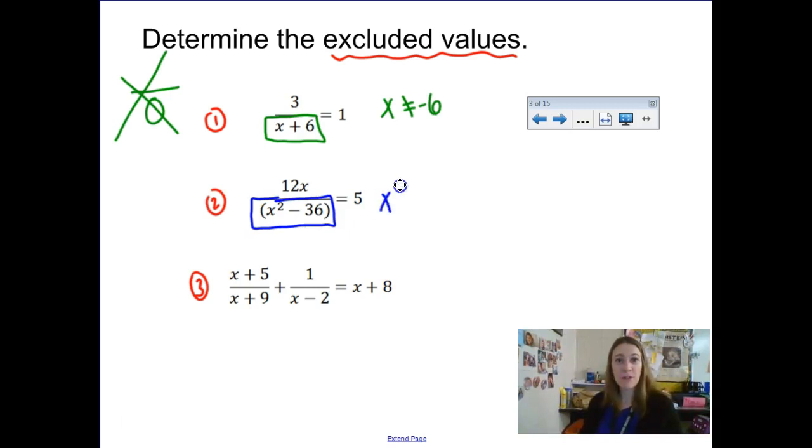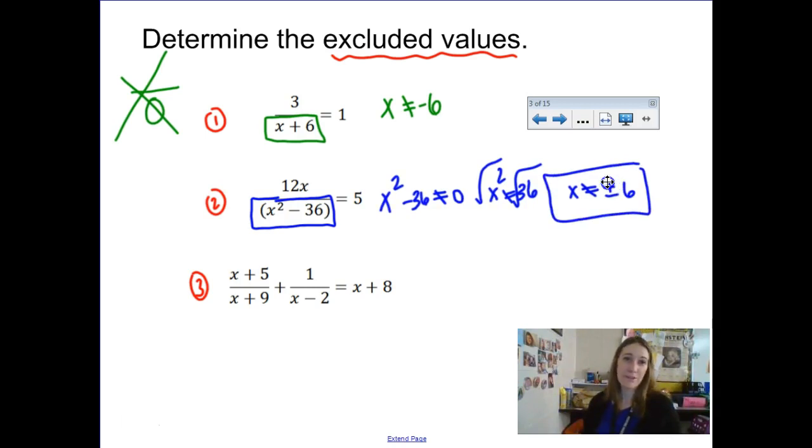So here, if I think about this denominator and what would cause it to be 0, you could set up what we used to call an anti-equation. You could say x squared minus 36 cannot be 0. And then think about us solving this. We'd add 36 to both sides and then square root. So it works just like an equation. Just have a not equal to symbol. So x cannot equal plus or minus 6. So in that case, we had 2 excluded values.